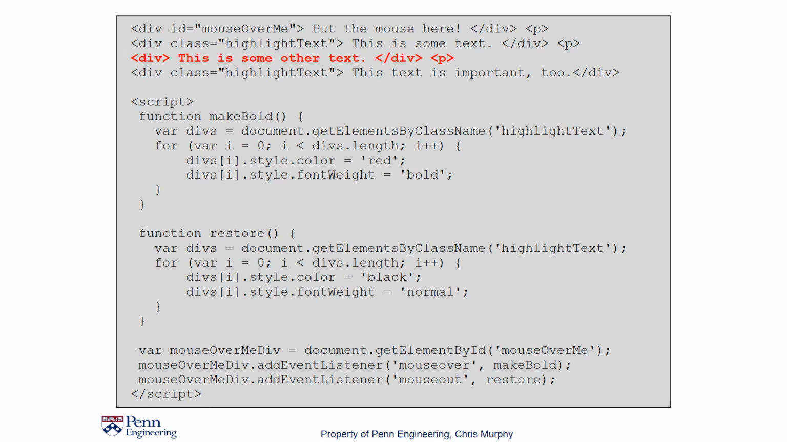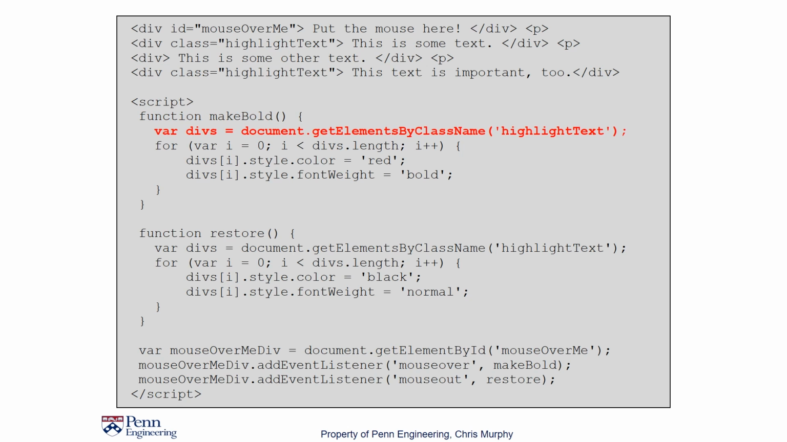The next div does not have an ID, it does not belong to any class, but this fourth one is in the highlight text class, the same class that's here. Now we get into our JavaScript. We're going to define a callback function called makeBold that is just going to sit here waiting to be called by the browser when something happens.